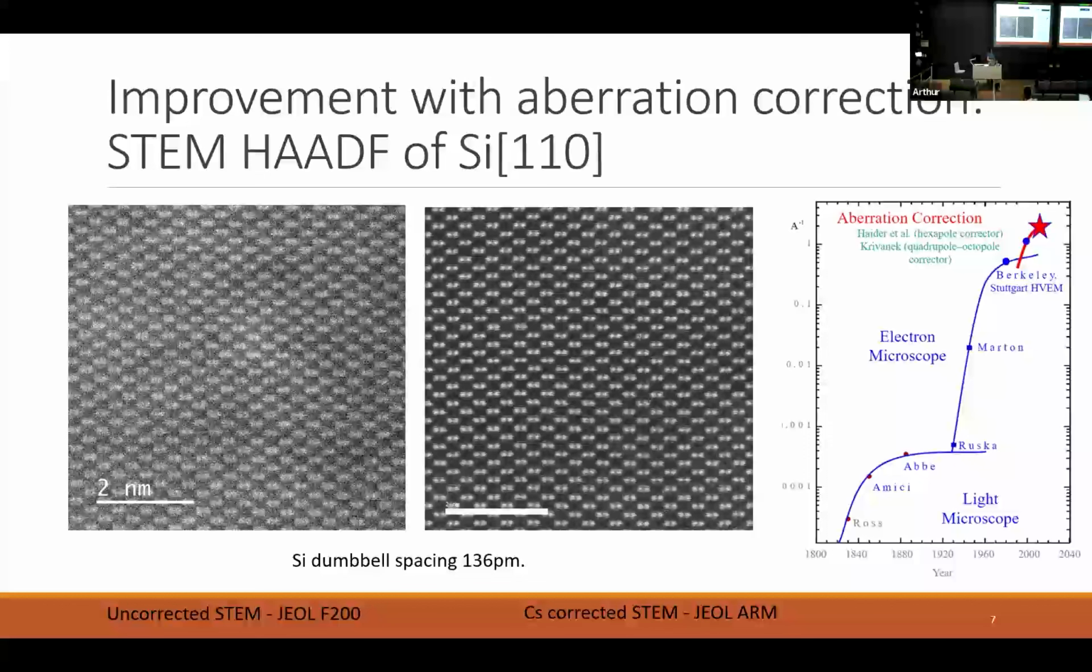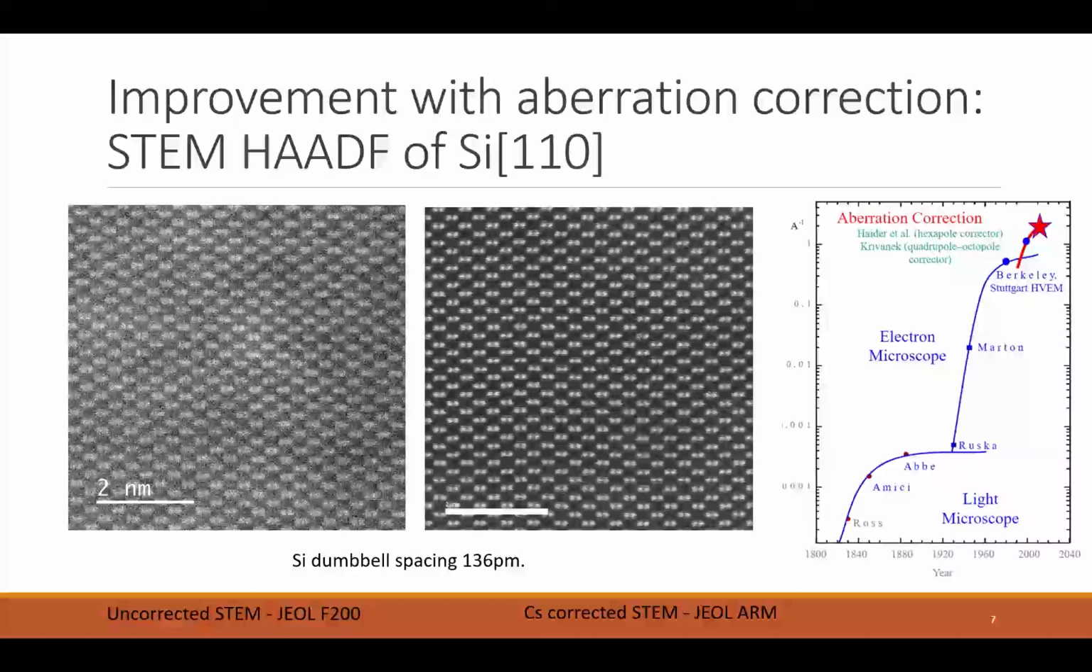So in STEM mode, what we like to do is try to image individual atoms. Here is an image with individual atoms. This happens to be a silicon sample, which is another standard sample that we like to use. On the left-hand side, we've got our JEOL F200 microscope, and on the right-hand side, we've got our ARM. The ARM has an aberration corrector, and as you can see, hopefully, this image is a little bit sharper than the image on the left-hand side.